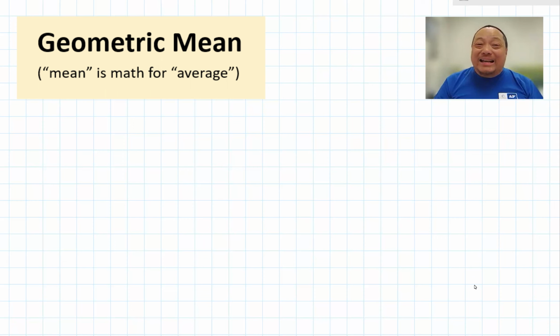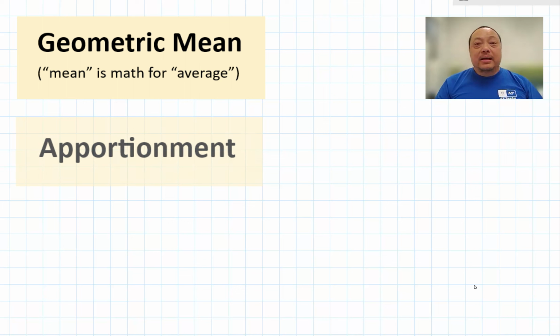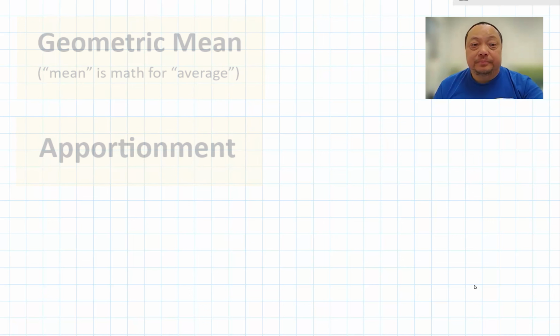It actually has a very important real-life application. The US Congress uses the geometric mean to decide how many seats each state has in the House of Representatives. That process is called apportionment. I have a video about apportionment, so click on the link above. Think of this video as a prequel or prerequisite to the apportionment video.